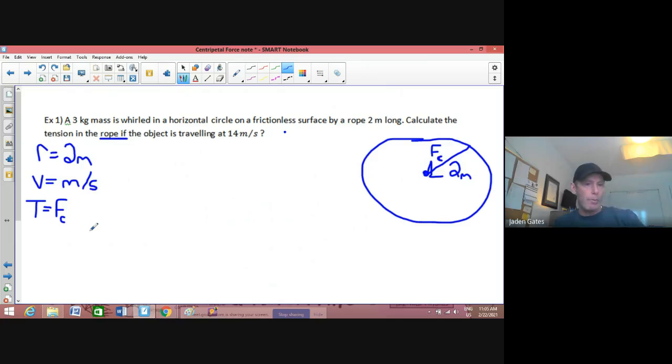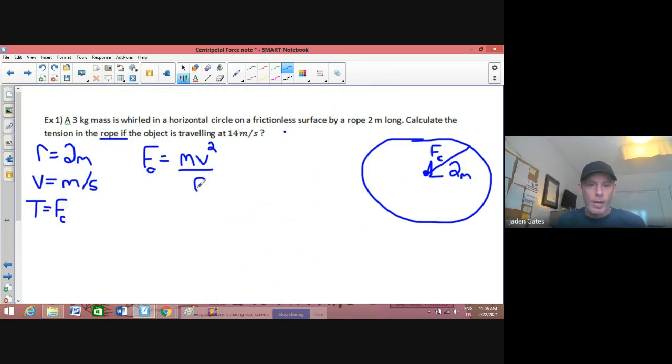And which, of course, if we want to find that tension or that centripetal force, we need the radius, which we have, and we either need the velocity, frequency, or the period. Well, we have the velocity. And so I'm going to use the formula FC is equal to mv squared divided by r. All right, and so I'm going to substitute in my values.